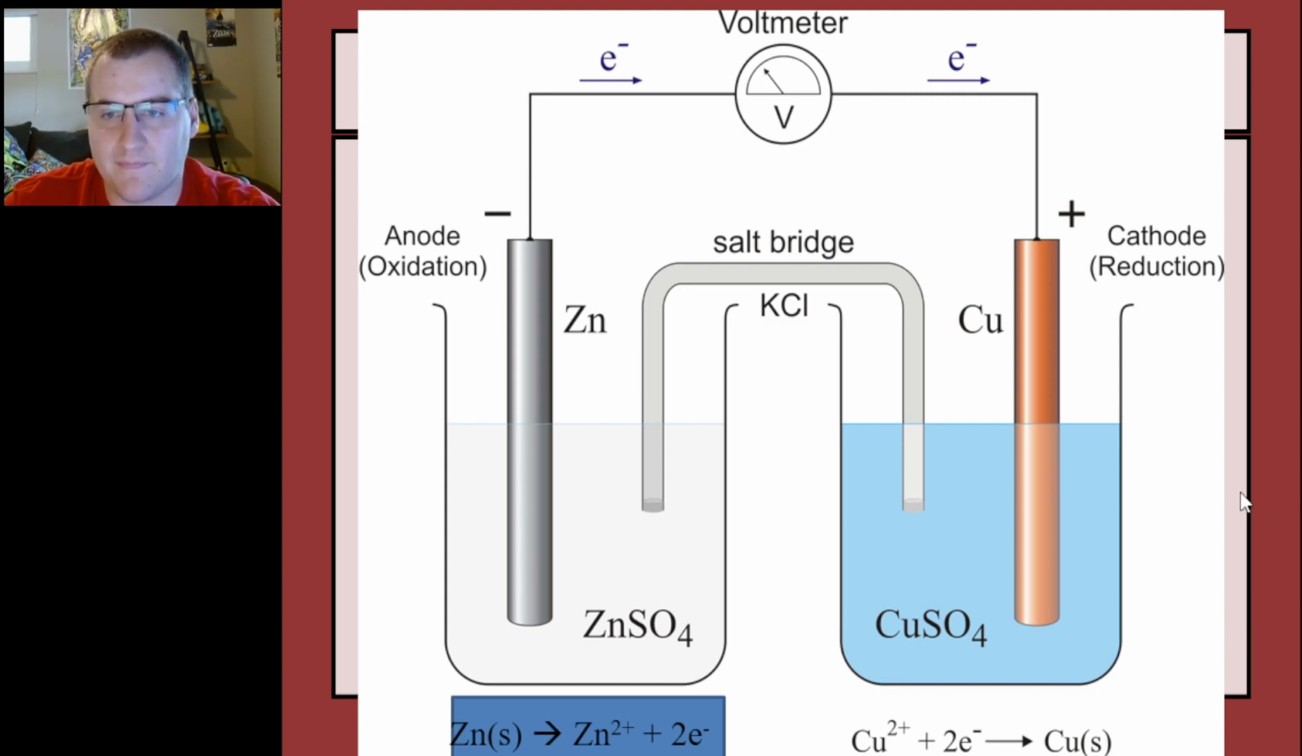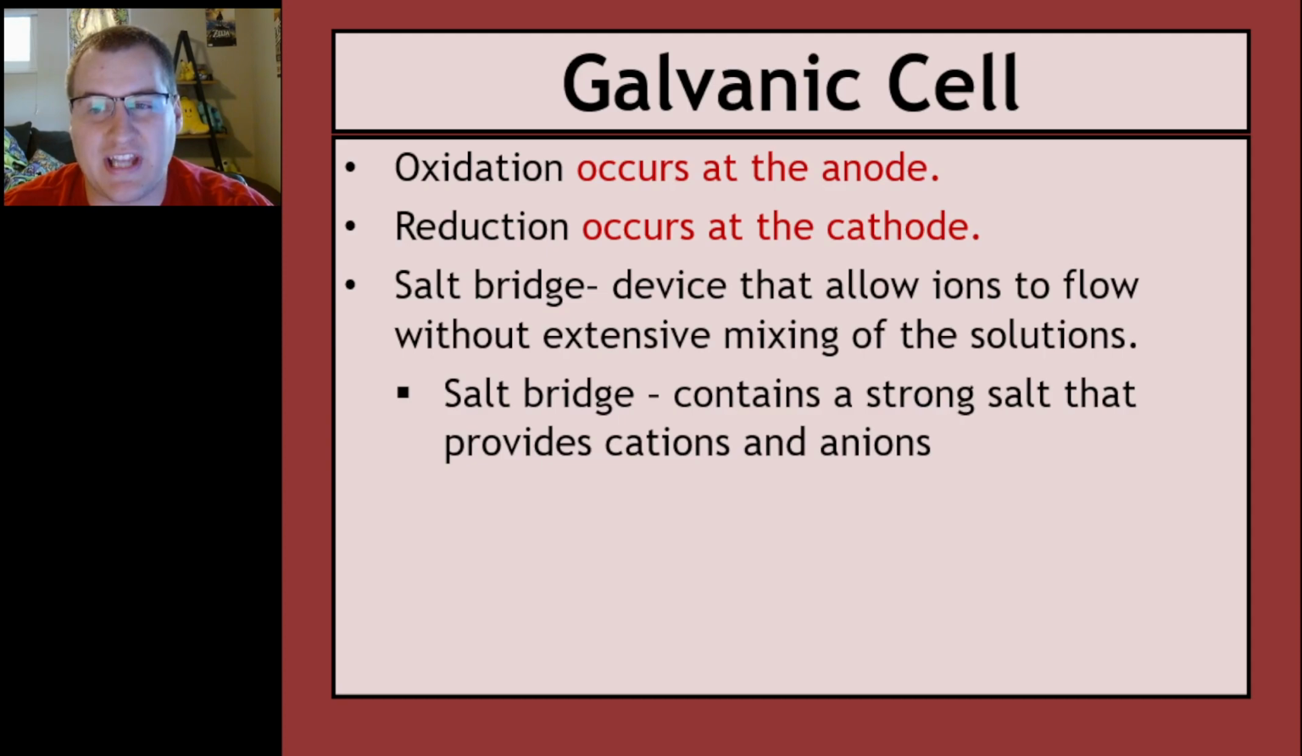Now to summarize, oxidation occurs at the anode. Reduction occurs at the cathode. The salt bridge is there. It's a device that allows ions to flow without extensive mixing of the solutions. The salt bridge contains a strong salt that provides cations and anions to the solution.